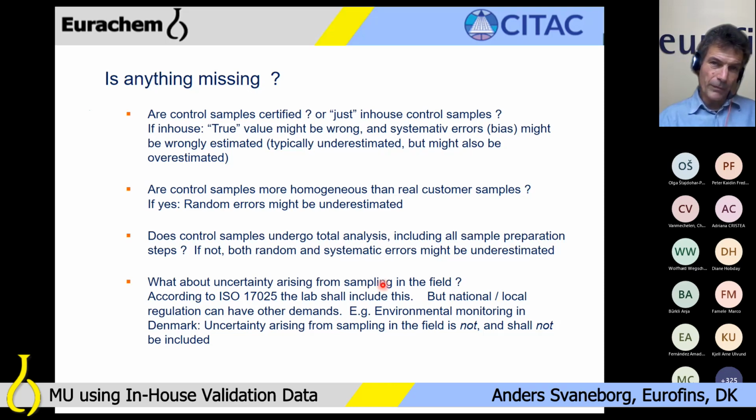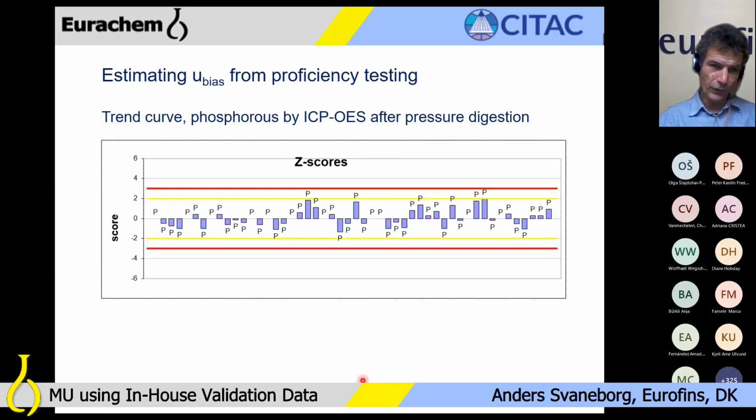In these calculations I showed you before, we got the bias component from the control sample based on some kind of true value, and because it is an in-house control sample, it might be underestimated. So another approach to getting the bias component is to use data from proficiency testing.